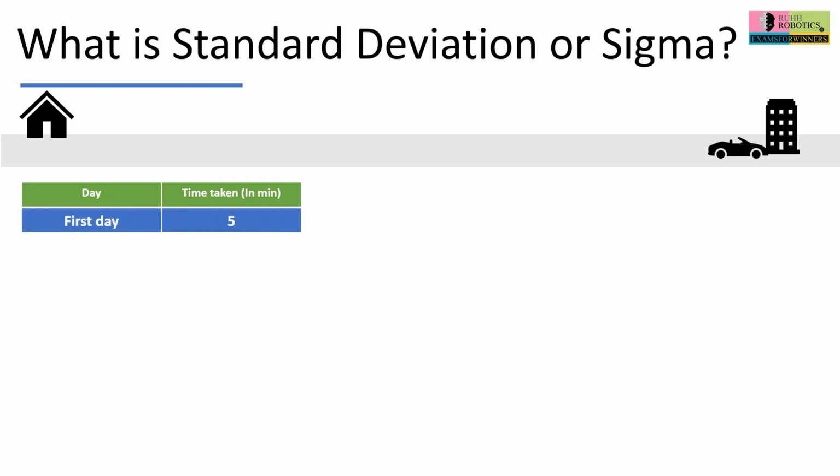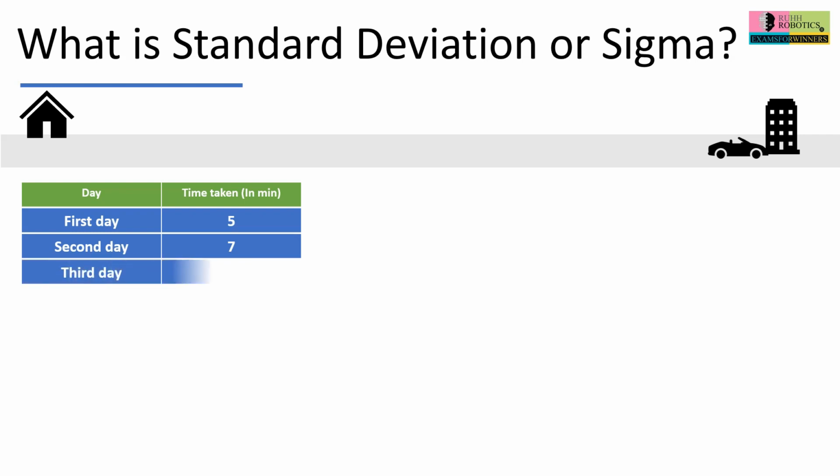Let's say we record the time taken by you to reach the office for 4 days. On the first day you took 5 minutes, the second day you took 7 minutes, the third day you took 3 minutes, and the fourth day you took 7 minutes.